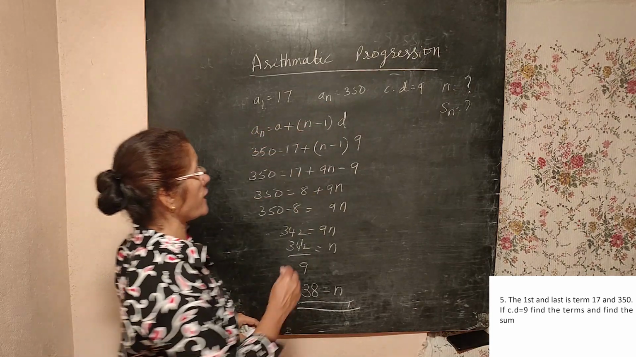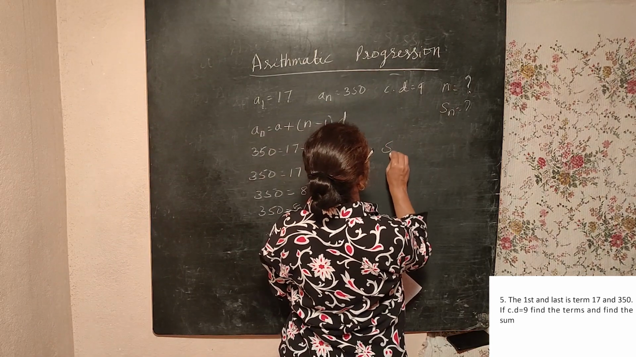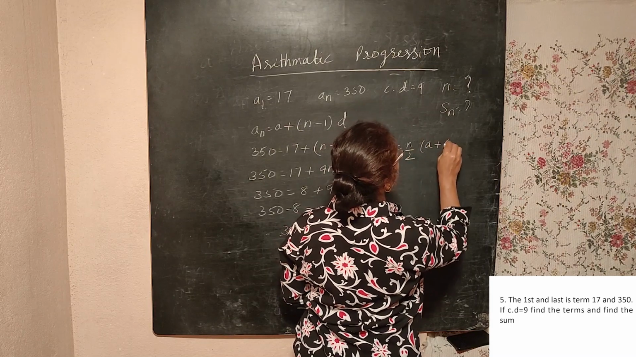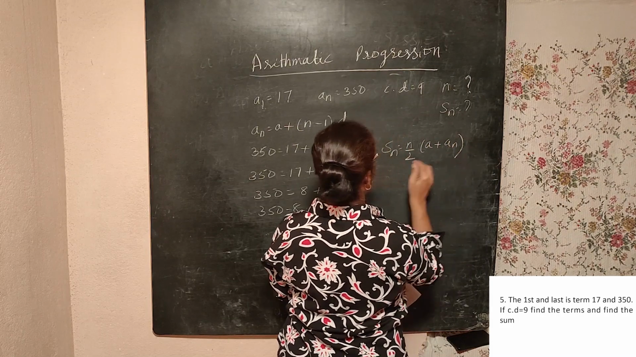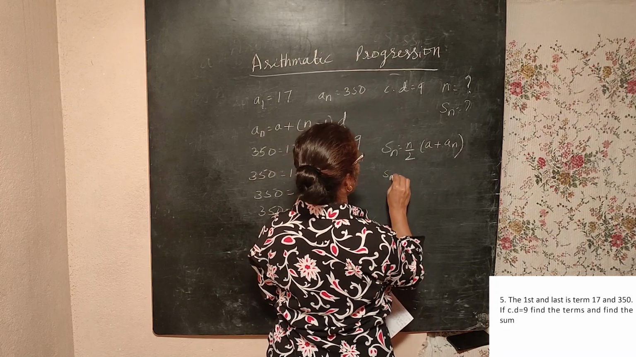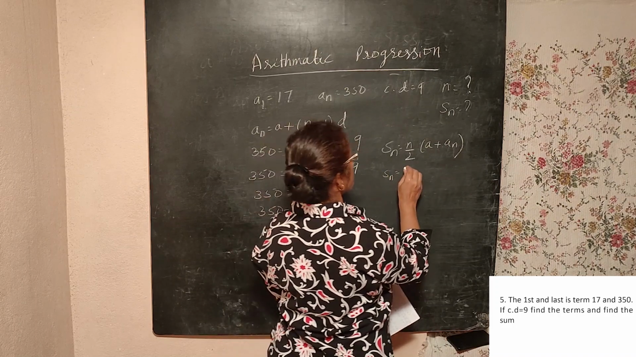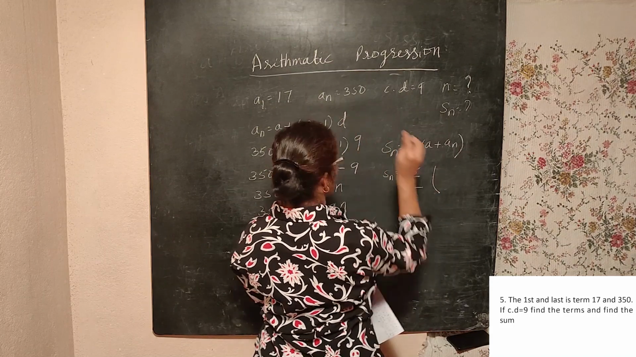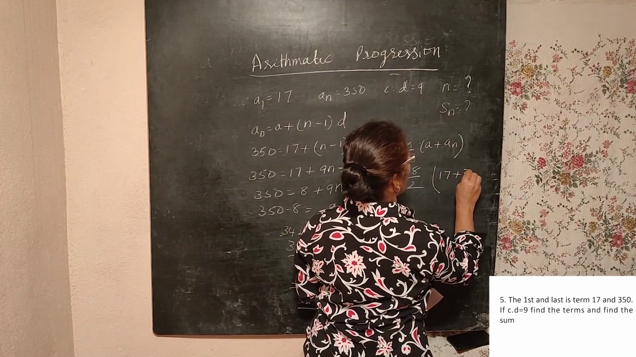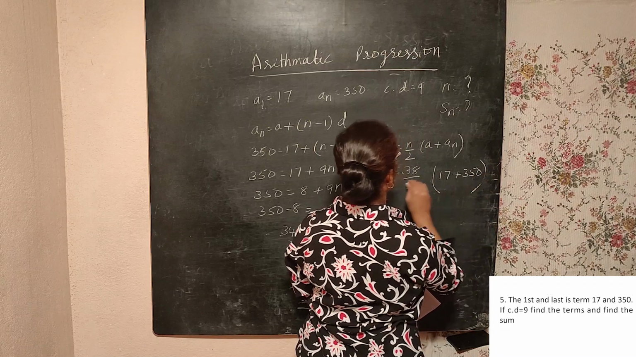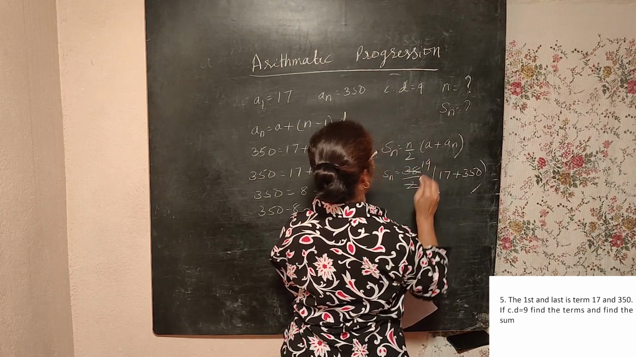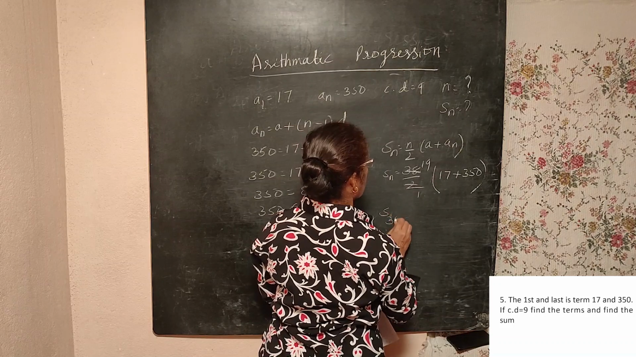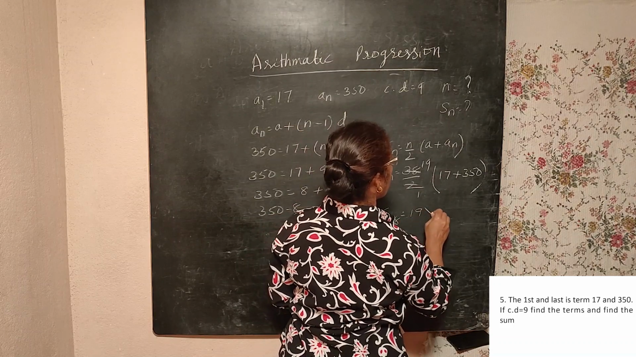I can find out Sn using the formula Sn is equal to n by 2 into (A plus An), first term plus last term. So Sn is equal to n, which is 38, divided by 2, into A, which is 17, plus 350. So S38 is equal to 19 into 367.